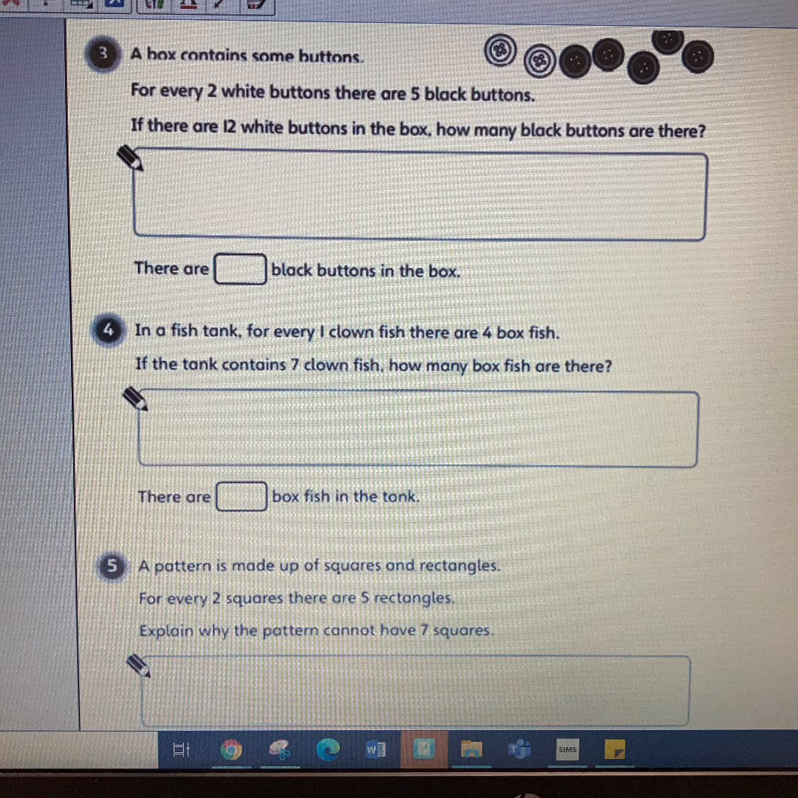And number 5 is an explain it. So a pattern is made up of squares and rectangles. For every 2 squares, there are 5 rectangles. Explain why the pattern cannot have 7 squares.